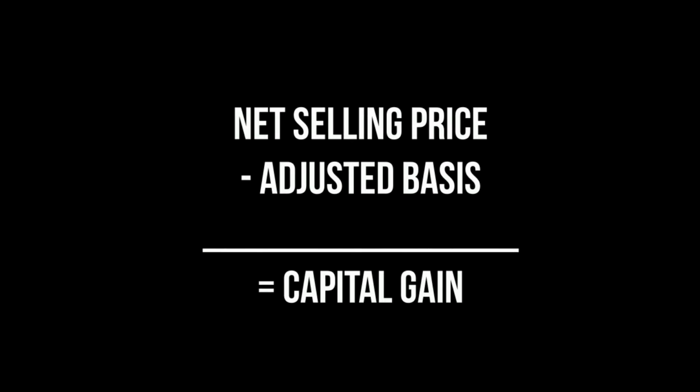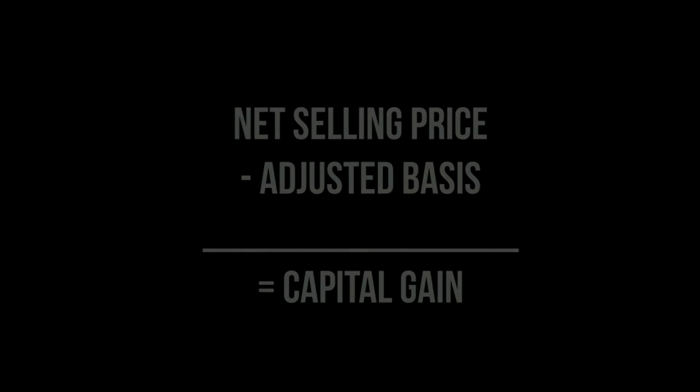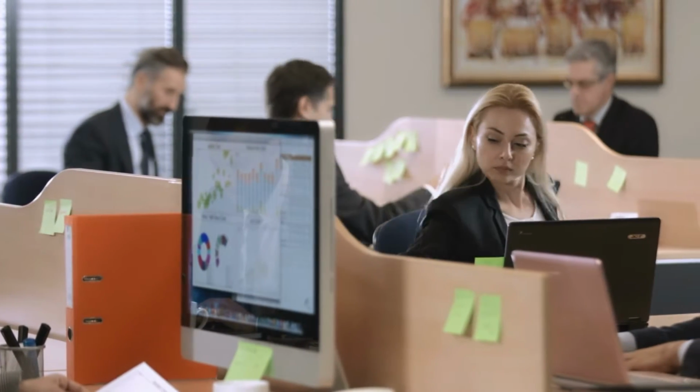Now let's once again take that net selling price from our sale, deduct our final adjusted basis, and bingo, that number is going to be our capital gain, the number with which you would pay gain tax if you don't exchange.